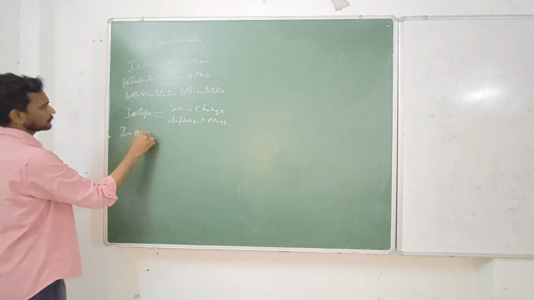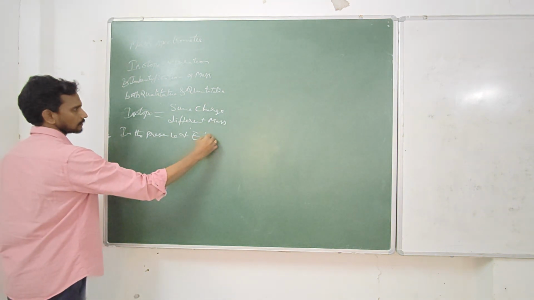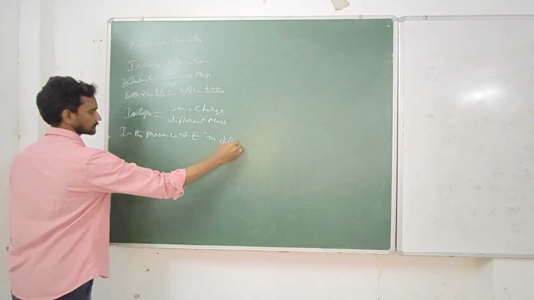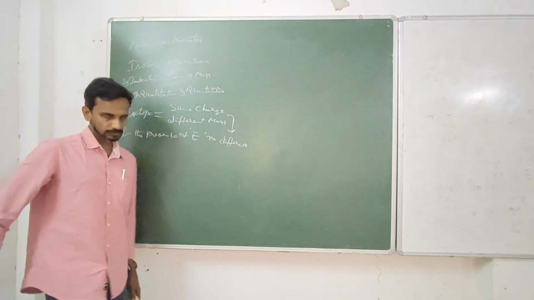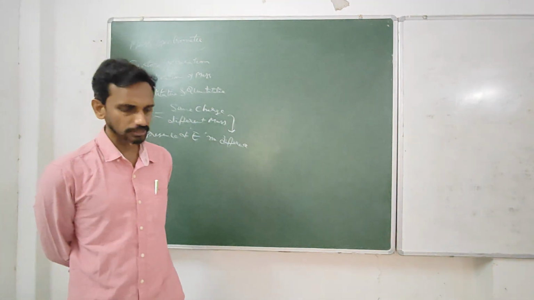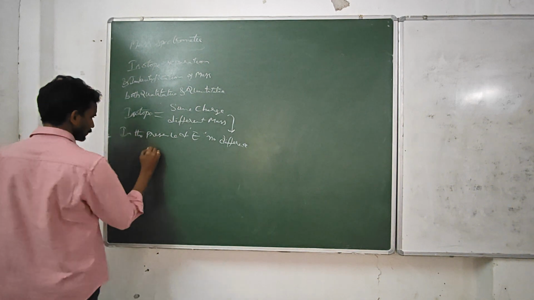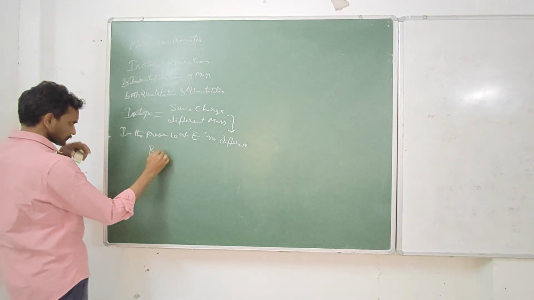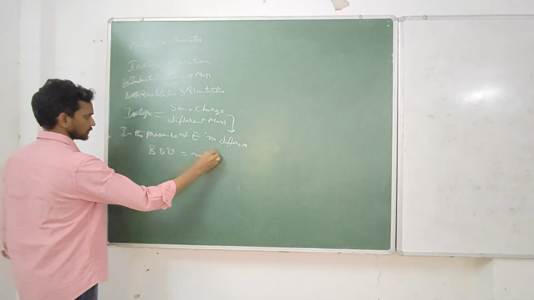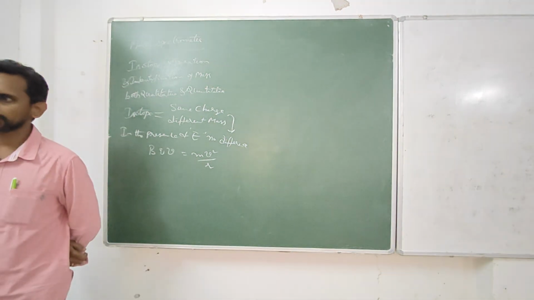So in the presence of an E field, no difference. Since the charge is the same for all, the electric field cannot distinguish them. So the alternative is to go for a magnetic field. So what does it do? In the presence of a magnetic field, BQV is equal to mV squared by R, where if you apply a perpendicular magnetic field, the charged particle undergoes circular motion.